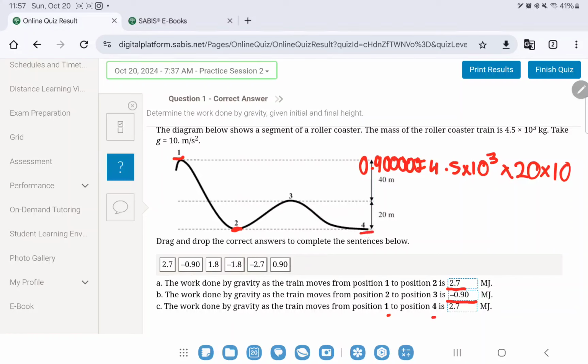Now, the work done by gravity as the train moves from positions 1 to 4. From 1 to 4, it's going down the same distance, which is 60, with the same mass and the same gravitational acceleration. So it's going to be the same answer as part A, because gravity does not care about the path taken. All it cares about is the level of the start point and the end point. So we're done with this one. Let's go to the next question.